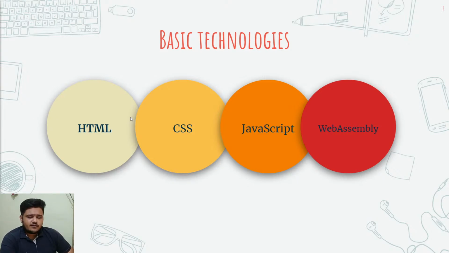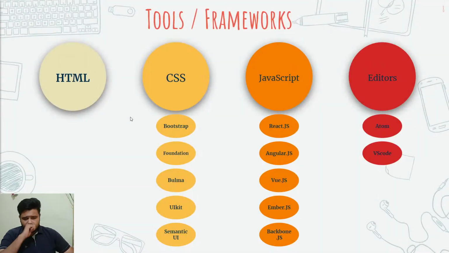So moving forward, about the tools and frameworks, let's see which tools and frameworks we are going to understand today. Initially we are going to discuss some overview about HTML, then we'll be moving to CSS. Next, in CSS there will be 5 frameworks, namely Bootstrap, Foundation, Bulma, UIKit, and Semantic UI.